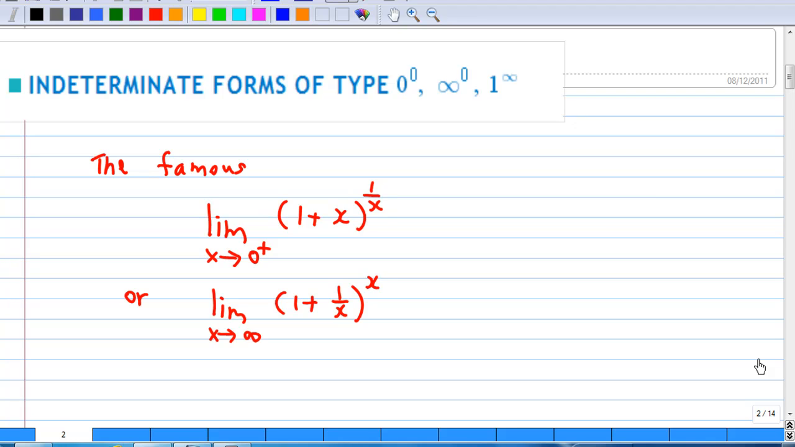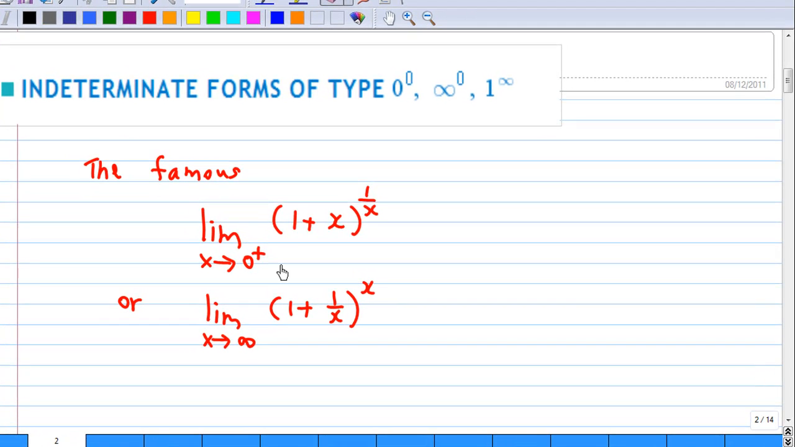This recording will discuss the indeterminate forms of the type 0 to the power 0, infinity power 0, or 1 to the power infinity. The famous examples are the limit of x approaching 0 from the right, (1 plus x) raised to the power 1 over x, or the limit of x goes to infinity, (1 plus 1 over x) raised to the power x.